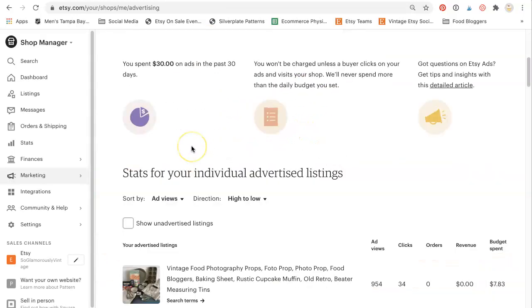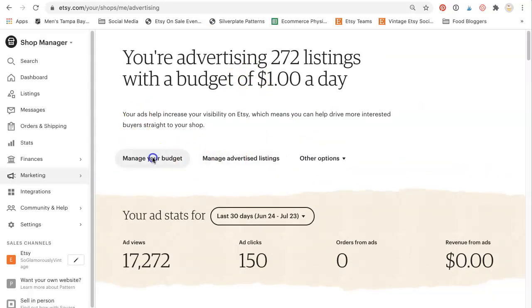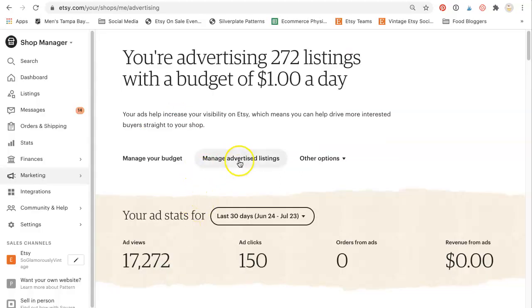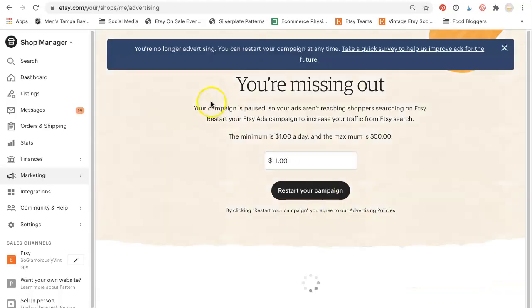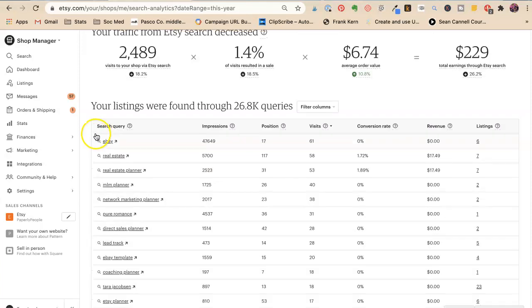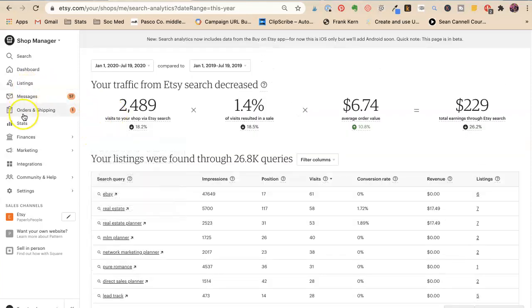Okay. So do not feel weird about turning your ads off and on. I'm turning my ads off. How do I turn them off? Turn off ads. Okay. So this is not the time of year for me to have ads on this shop. A good Etsy seller would have known that. But then again, I'm not. Okay.